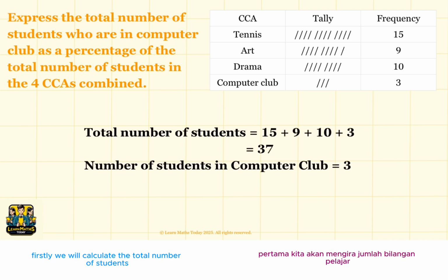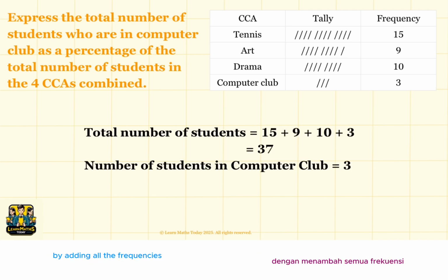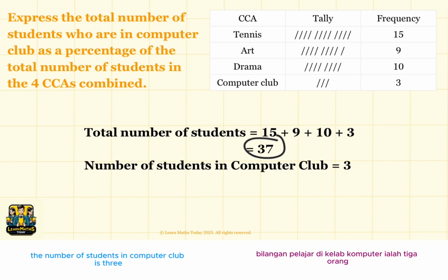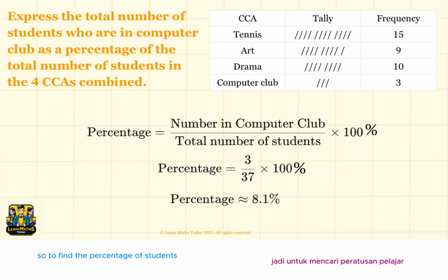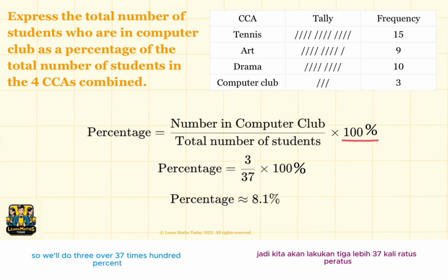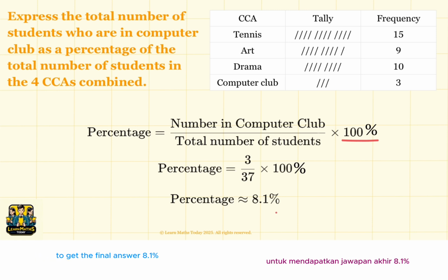Firstly, we will calculate the total number of students by adding all the frequencies, which is 15 plus 9 plus 10 plus 3 to give us 37. And then the number of students in computer club is 3. So to find the percentage of students in the computer club, we do the number of students in computer club over the total number of students multiplied by 100%. So we'll do 3 over 37 times 100% to get the final answer 8.1%.